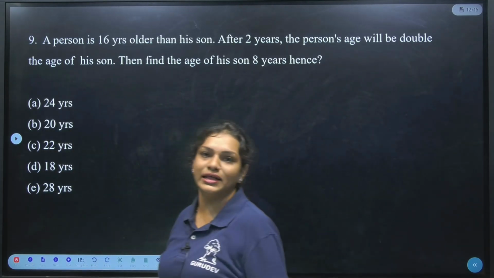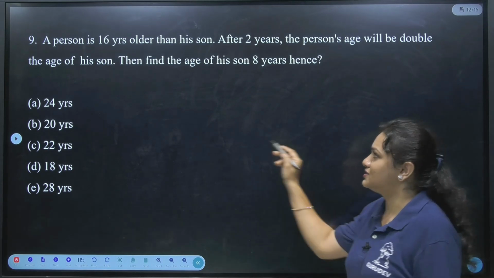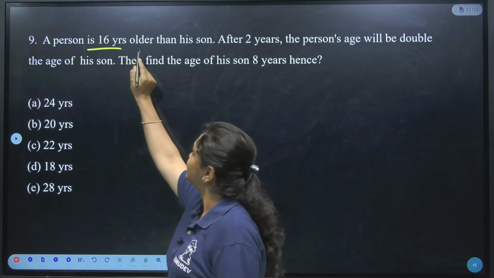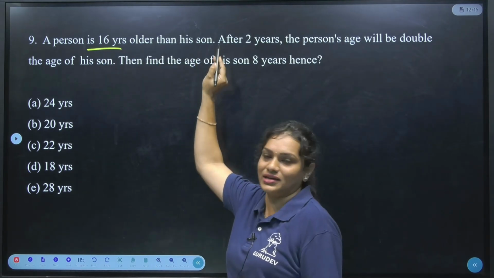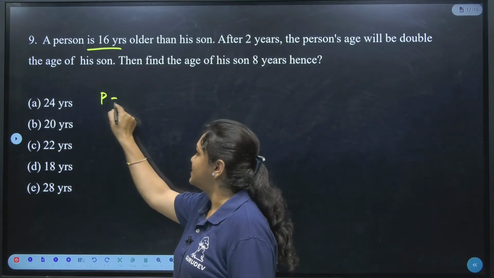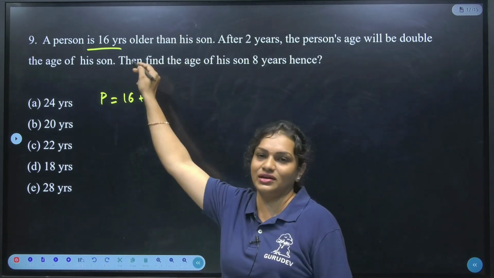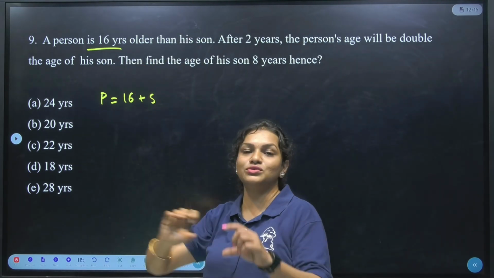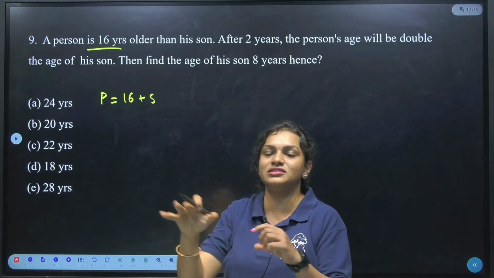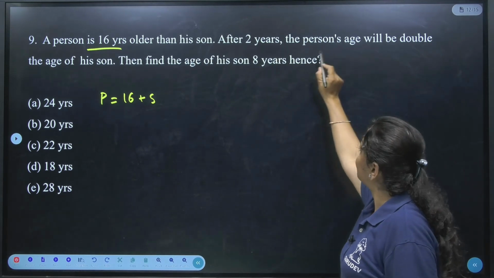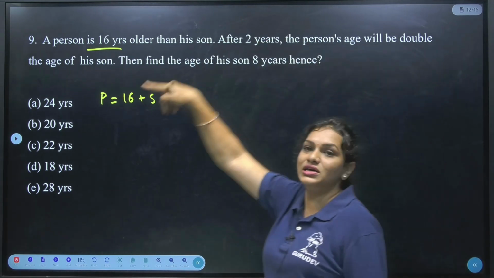Question number 9. So in case of this question, what are they saying? A person is 16 years older than his son. Just try to understand once again. Whatever the son's age is, to that son's age, 16 years elder is the person's age. Clear? Next. After 2 years, the person's age will be double the age of his son.